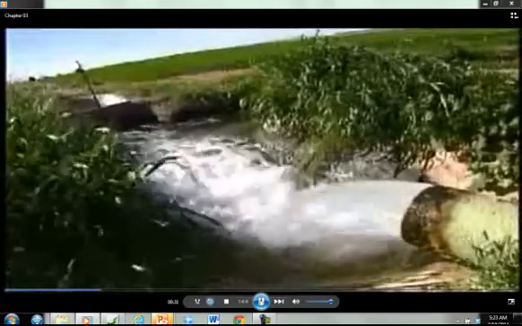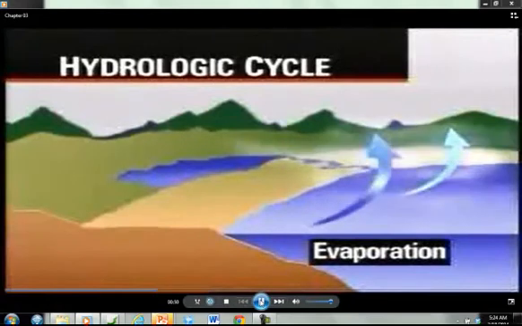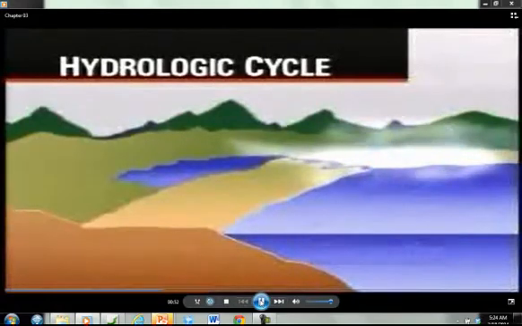More than 2/3 of the Earth's surface is covered with water, but only a very small part of it can be used by living things. The Earth's water is recycled in a process called the Hydrologic Cycle. Water from lakes, rivers, and oceans evaporates and enters the air in the form of water vapor. As air close to the ground rises, it cools, and the water vapor condenses back into liquid water.